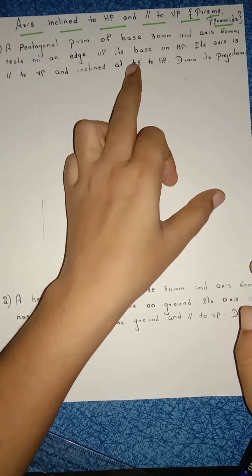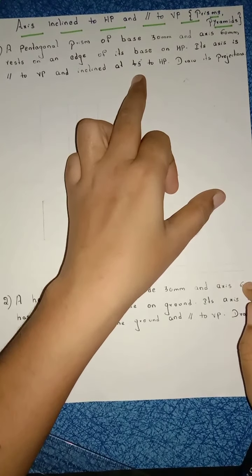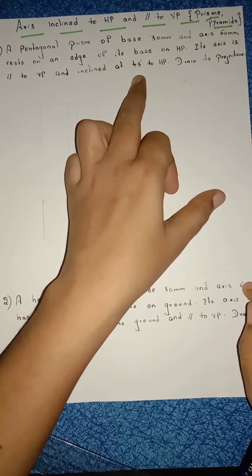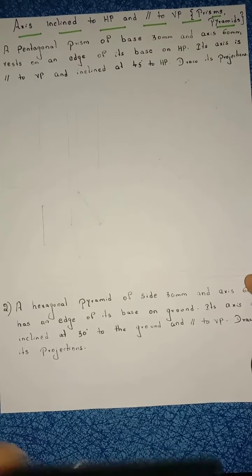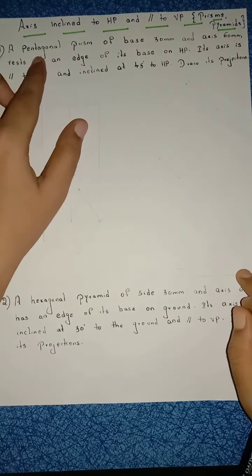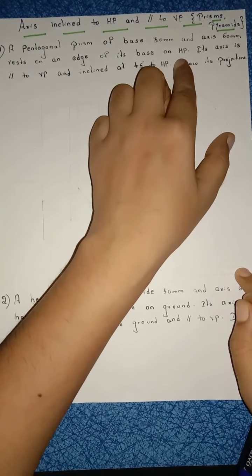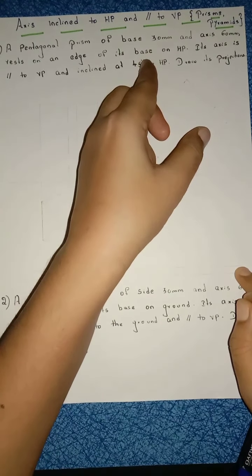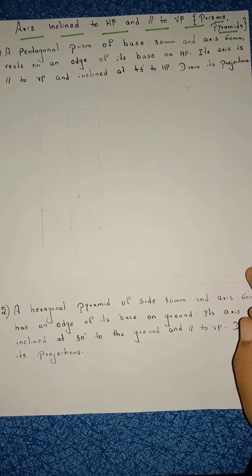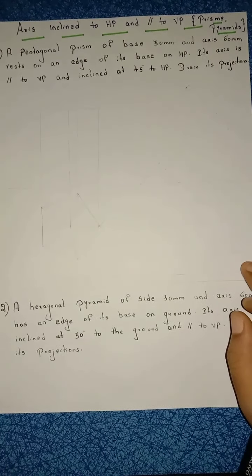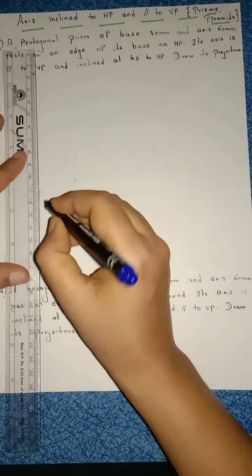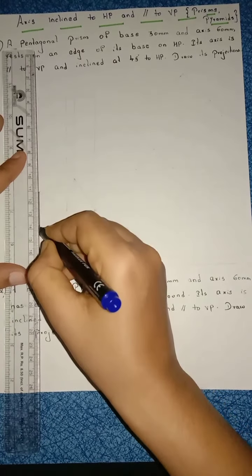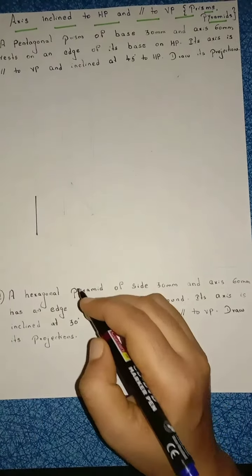Right, same concept. See, in this question they mentioned only one angle. If they mention only one angle in the question, you have to construct two positions. Same concept. So let us see. You have to construct the pentagon on HP. What is the condition? The condition is the base should be on HP. Right? So first start constructing the pentagon. Same concept. Base should be on HP.